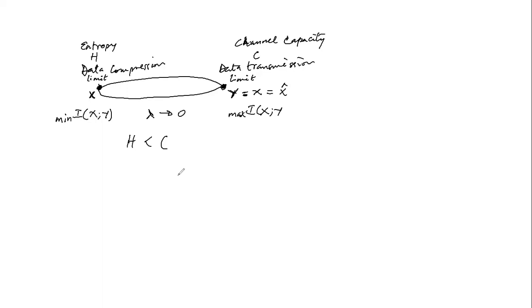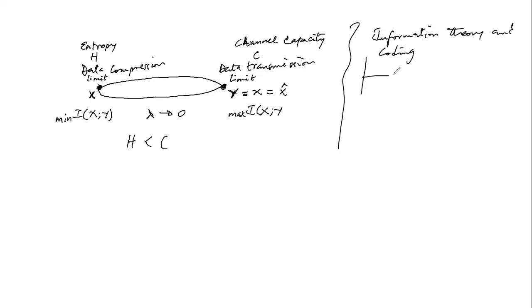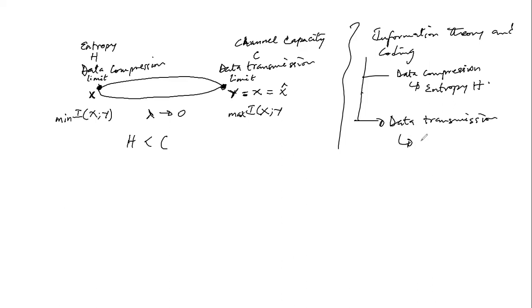Hence, information theory and coding encompasses two broad topics. Okay? Which is the data compression limit, where we now have to consider this parameter, the entropy, H, and then the other limit is the data transmission limit, where we now have to consider its parameter, which is the channel capacity, C.